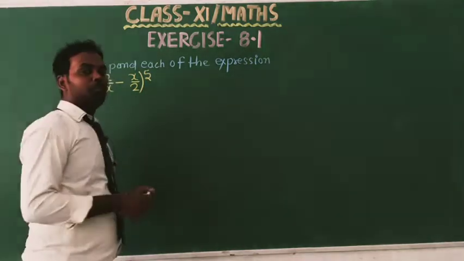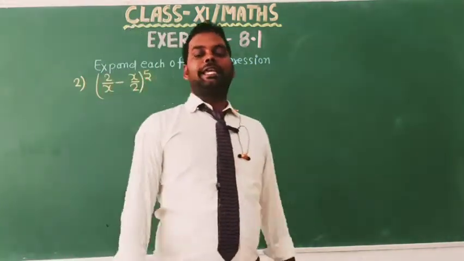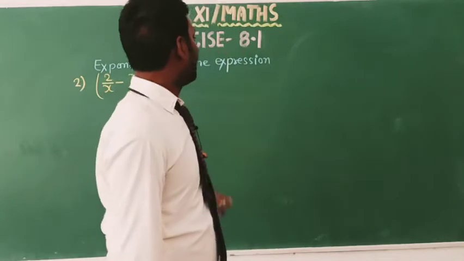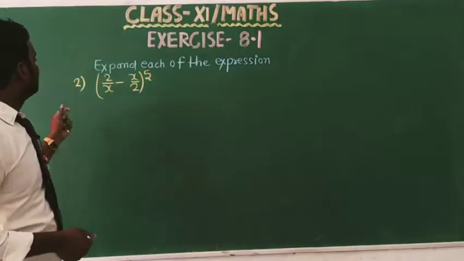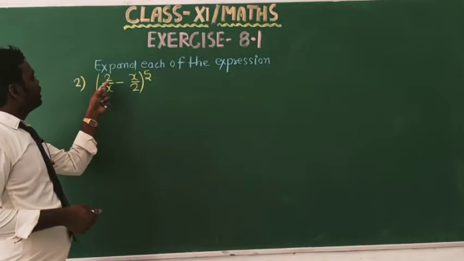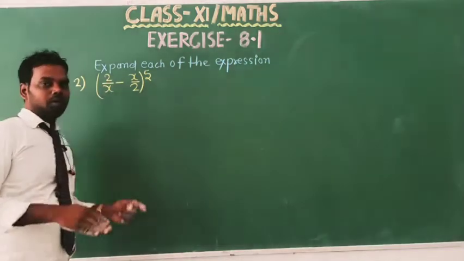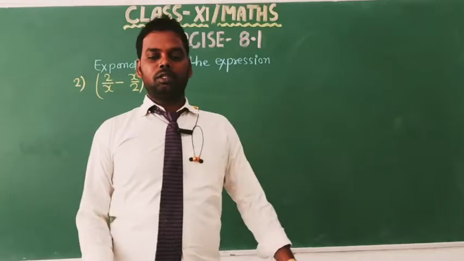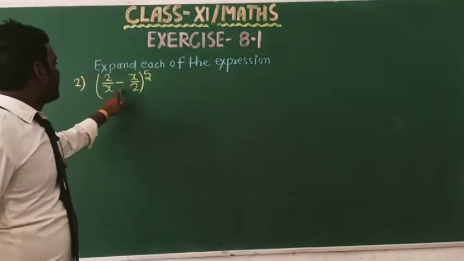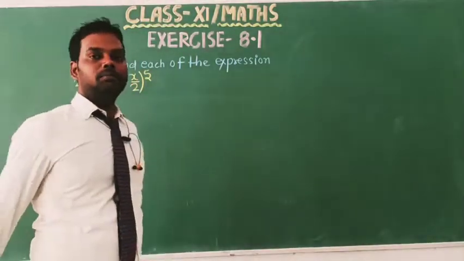Okay, now move to the second question of exercise 8.1. Expand (2/x − x/2)^5.